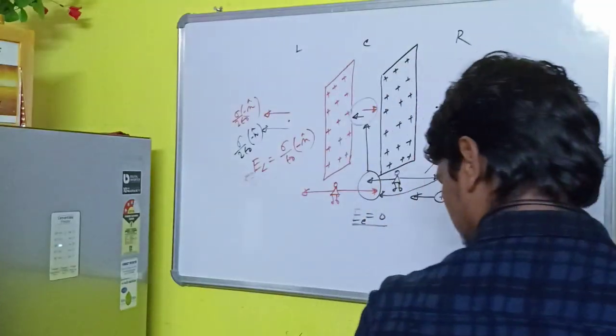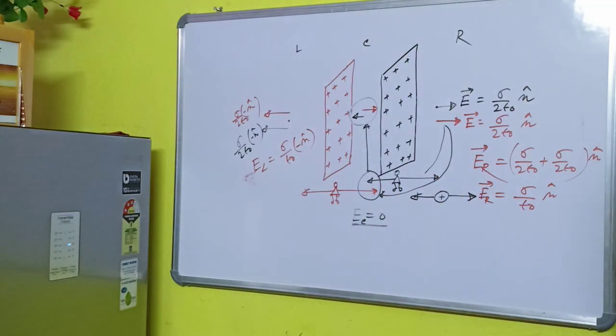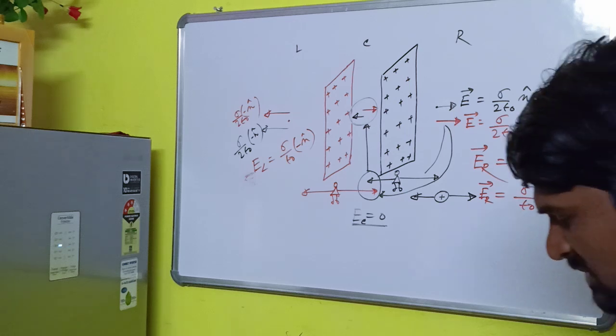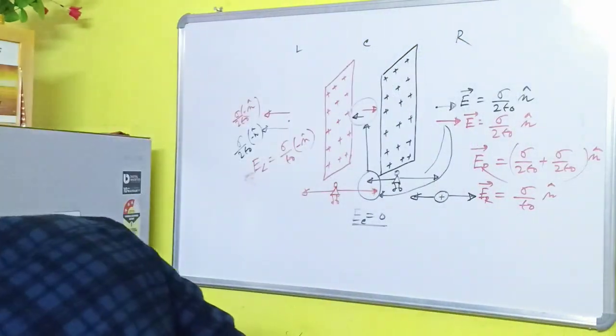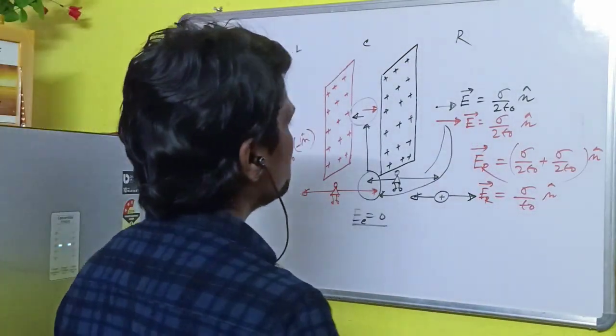So I think students, you realize that for a distribution of charge with two sheets, you have to calculate the electric field at the center, at the right side of the sheets, and at the left side of the sheets. And you can combine these numericals with different concepts.